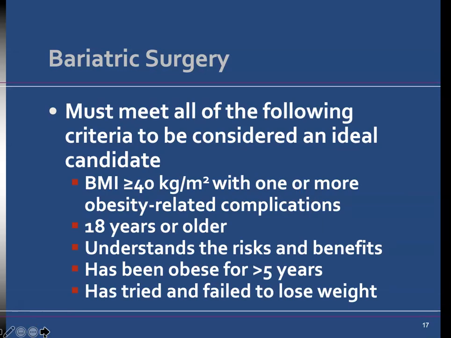But for them to qualify for the surgery, they have to meet the criteria listed here. Basically, you have to have a BMI equal to or greater than 40, with one or more obesity-related complications. I have a problem with that. What they're basically telling you is that for you to have surgery, even though you have a BMI greater than 40, you have to have a complication before they can do surgery. How about we do the surgery to prevent the complication? I don't understand it. This is probably dictated by insurance companies.